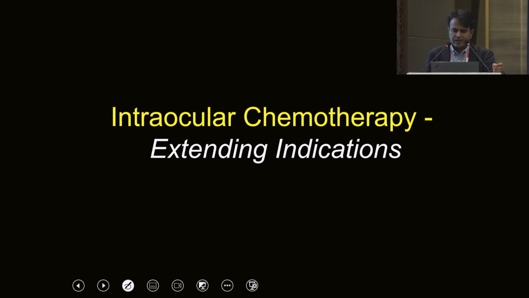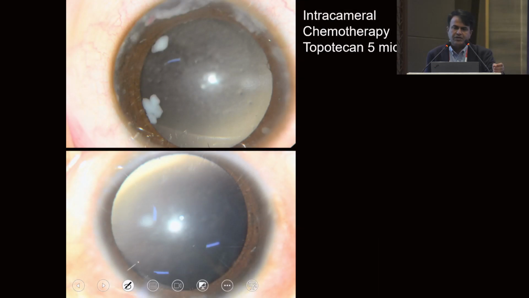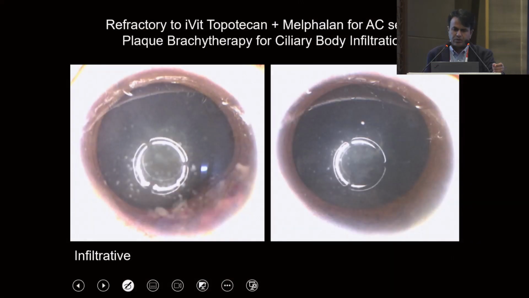Intraocular chemotherapy, the extending indications are anterior chamber seeds. The depository seeds go away with either intravitreal or intracameral chemotherapy. This does not cause corneal endothelial toxicity clinically. Of course, we have to do specular microscopy when these children grow up. This is a patient where there is an infiltrative anterior chamber seeding. You can see that the peripheral iris and the angle are infiltrated. There is a ciliary body tumor as well, peeping through the pupil.